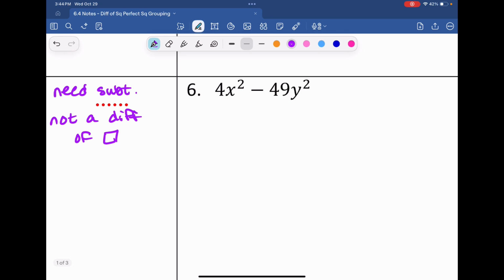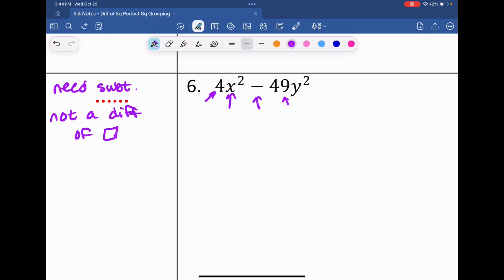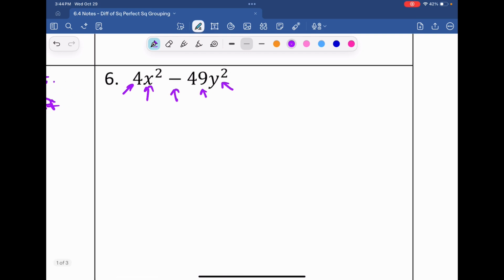All right, so there's my difference, subtraction. 4 is a square, 49 is a square. X's exponent is even, and y's exponent is even. So I've got a difference of squares here. So the square root of 4x squared and the square root of 49y squared. Add the roots.